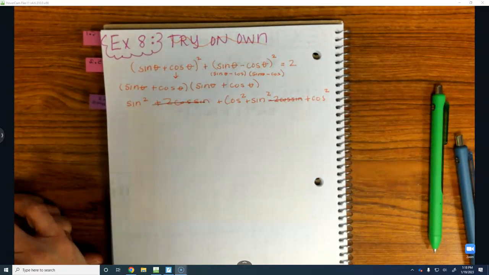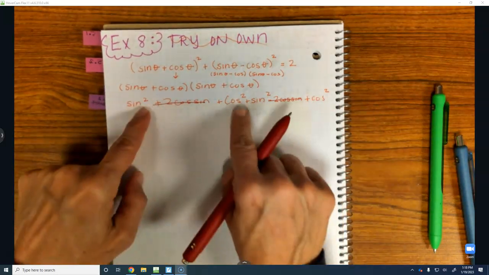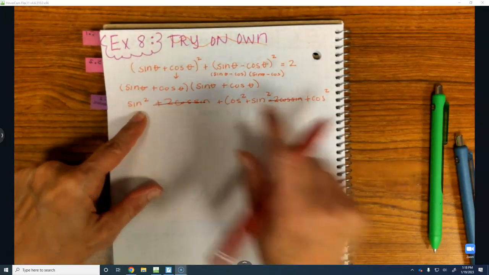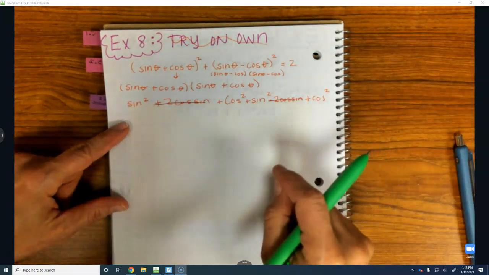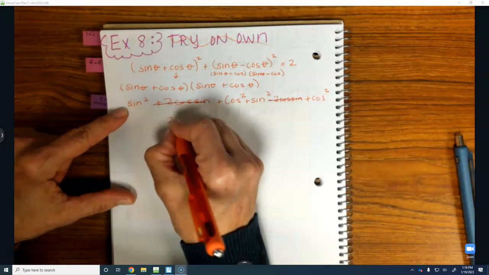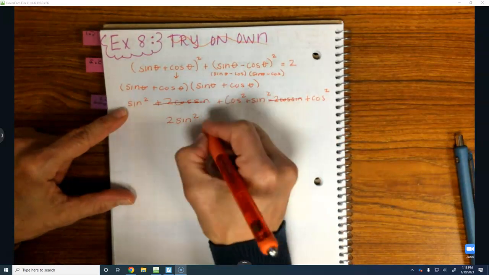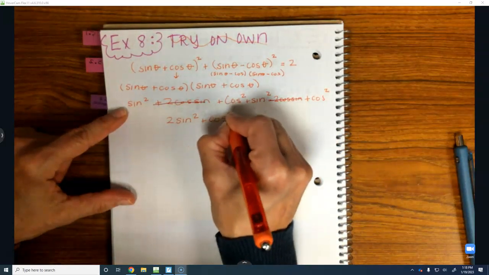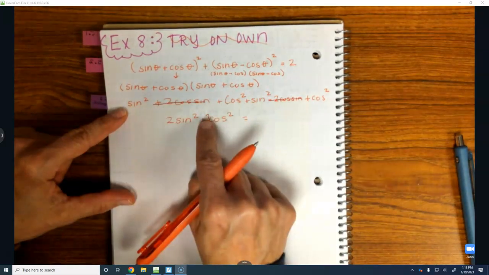What else do we see here? We actually have 2 of these. Those are like terms. And then we have 2 of these. Those are like terms. So let's add our like terms together. So 2 sine squareds. That takes care of that. These 2. There's 2 of those that are alike. Whoops, I forgot my 2. 1, 2. There's 2 of them.